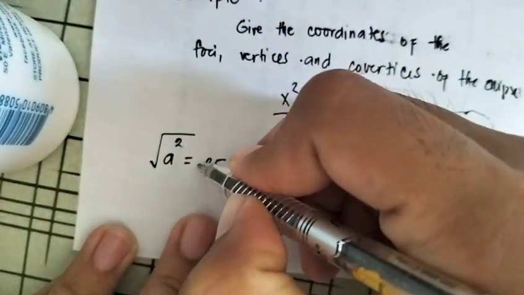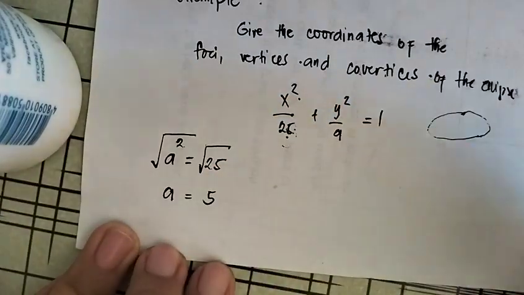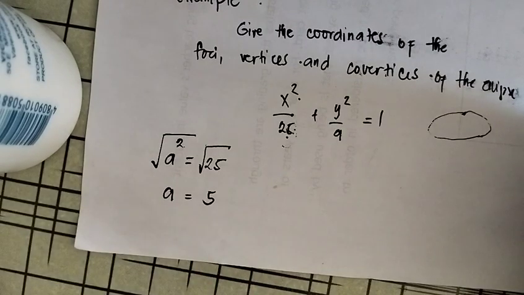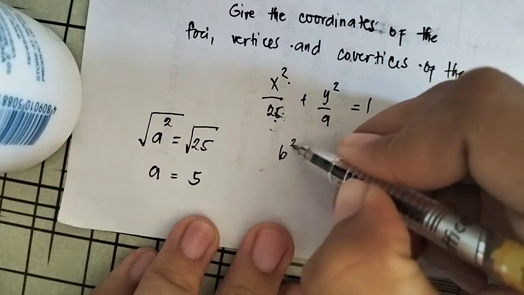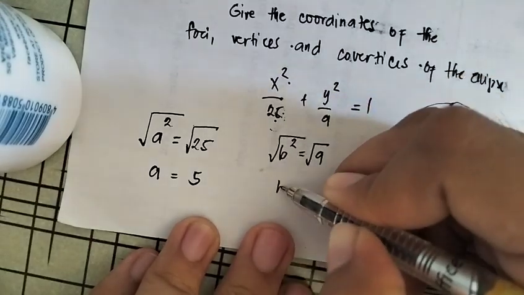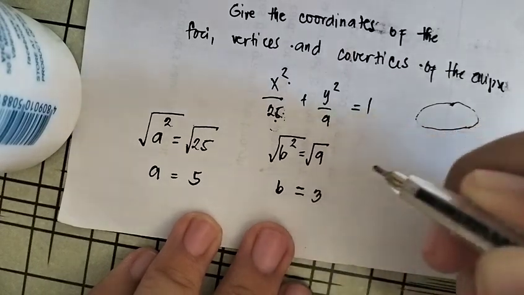Take the square root of both sides. a is equal to 5. So, b, where is b? The one in the denominator of y. So, b squared is equal to 9. Square root both sides. b is equal to 3.